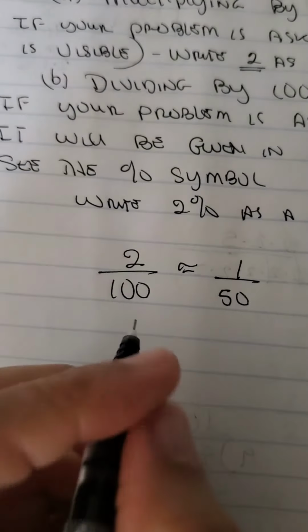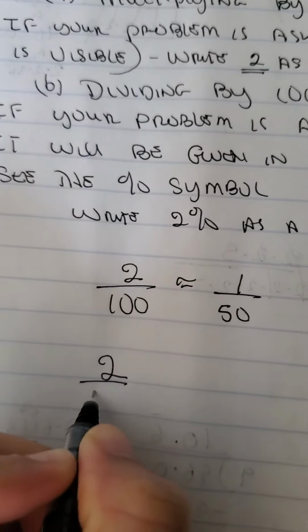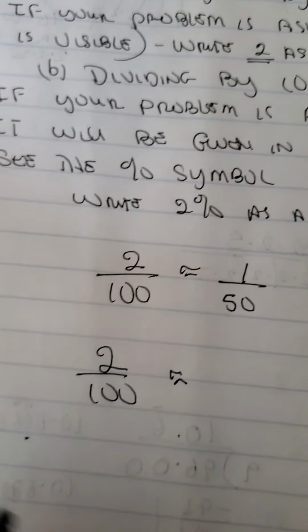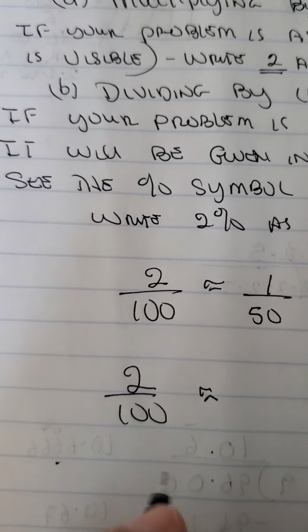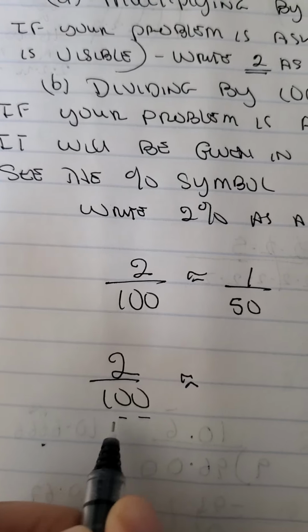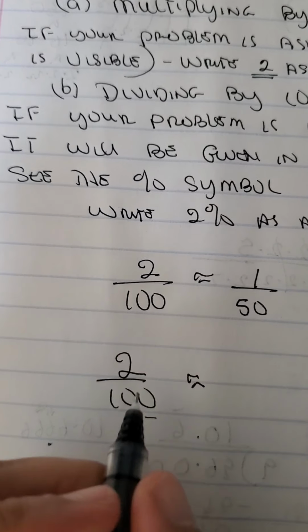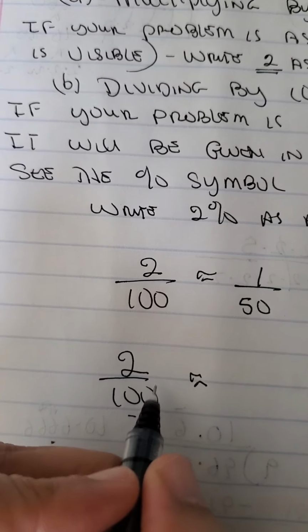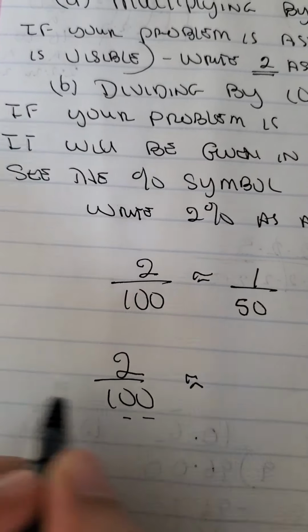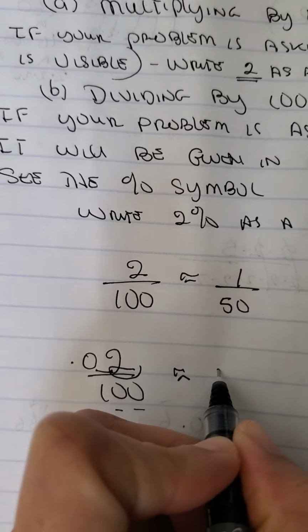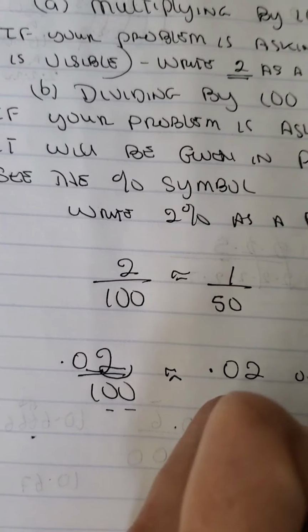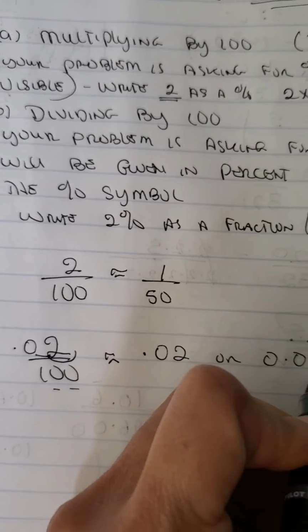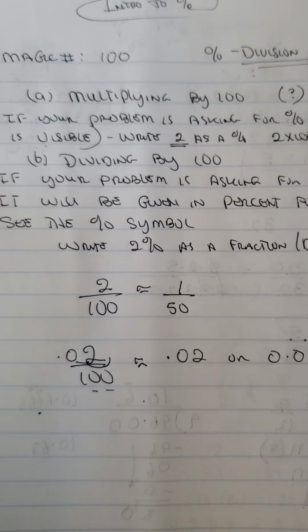And if I want to write it as a decimal, 2 divided by 100, remember the rule: whenever your divisor is an exponential of tens, like tens, hundreds, thousands, you just move the decimal 2 places to the left. So this will actually be 0.02. Okay? So let's do some problems.